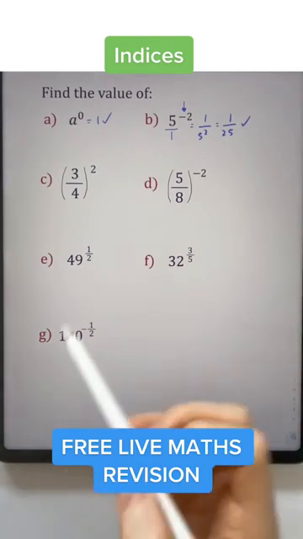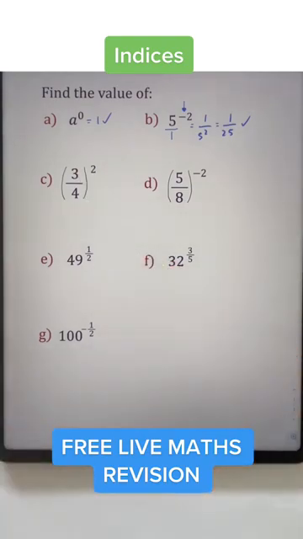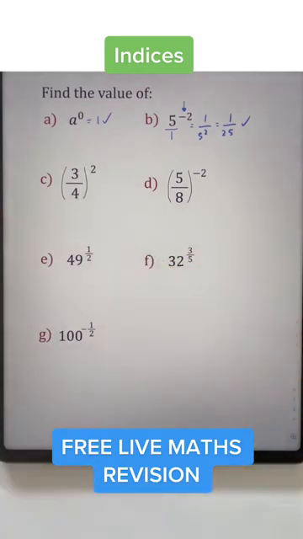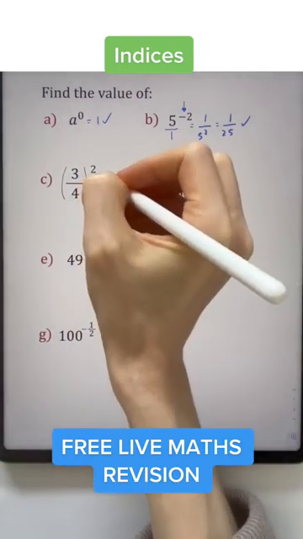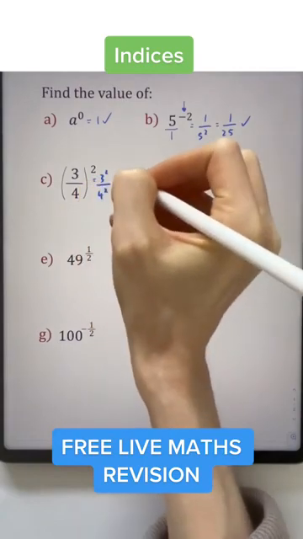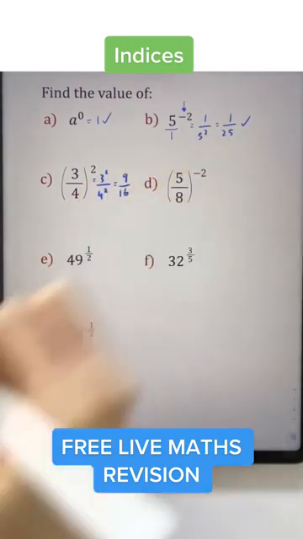For part C, here we have 3/4 squared. If we've got a fraction inside, we apply the power to both the top and the bottom of the fraction separately. On the top, we're going to have 3 squared, and the bottom we're going to have 4 squared. 3 squared is 9, and 4 squared is 16.